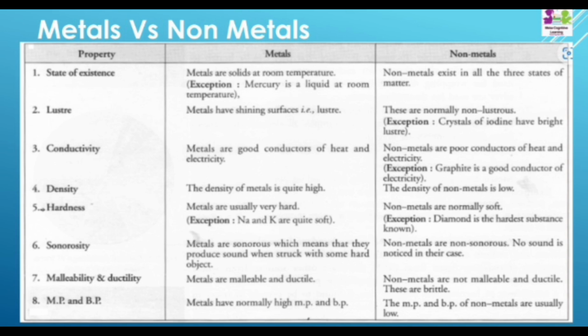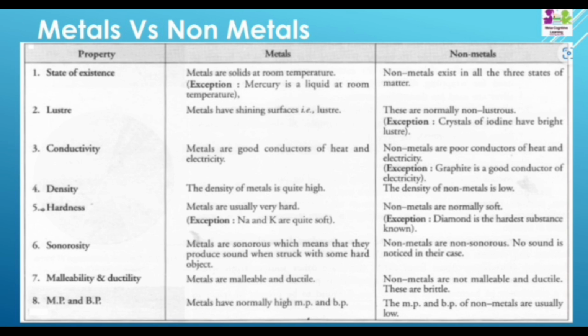And with respect to conductivity, we all know metals are great conductors of electricity and heat. That's the reason we use copper primarily for all our electric wires, etc. Non-metals are poor conductors of heat and electricity. One exception is graphite. Graphite is a form of carbon, an allotropic form of carbon, which is a non-metal that is a good conductor of electricity.